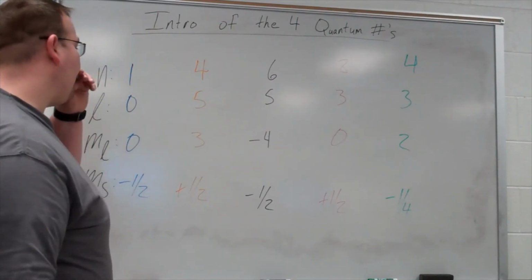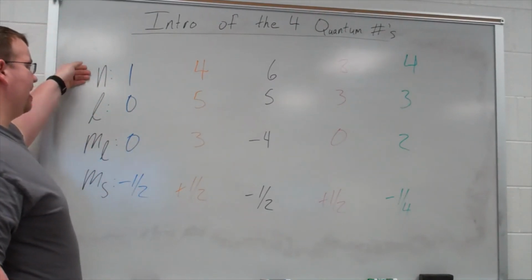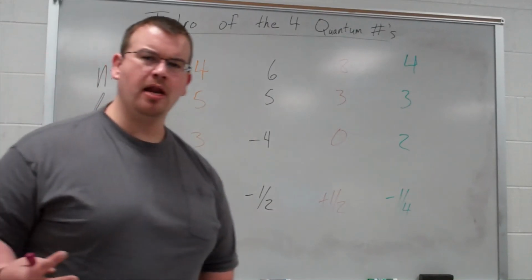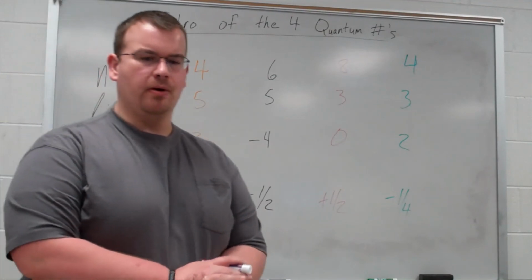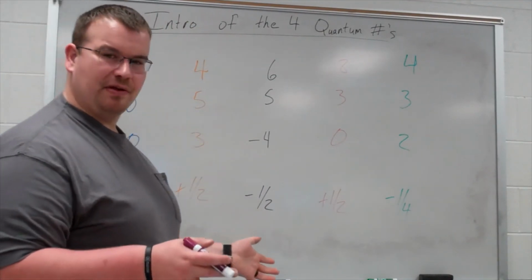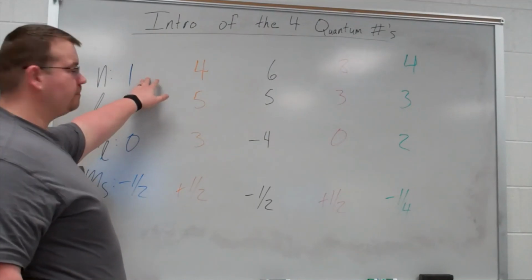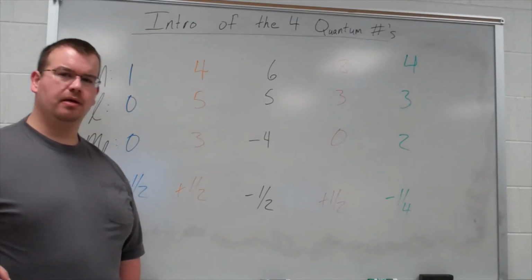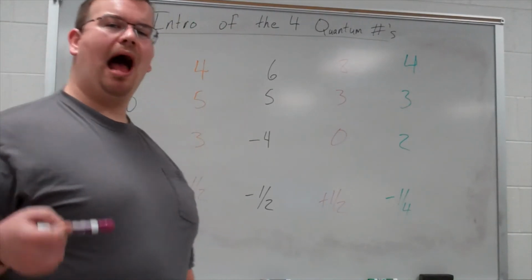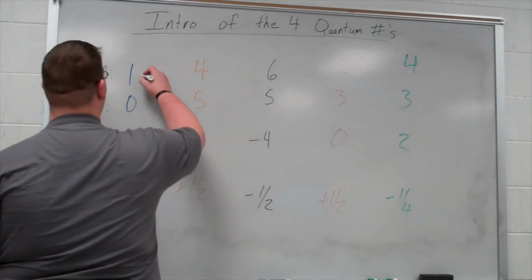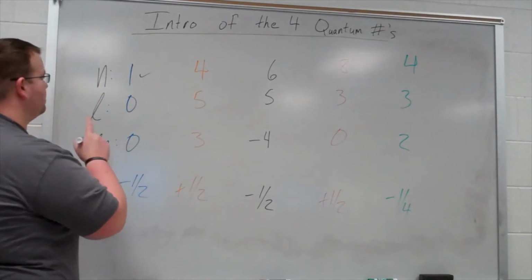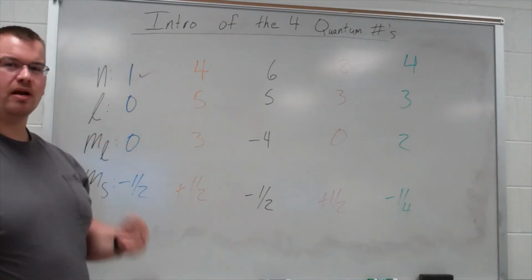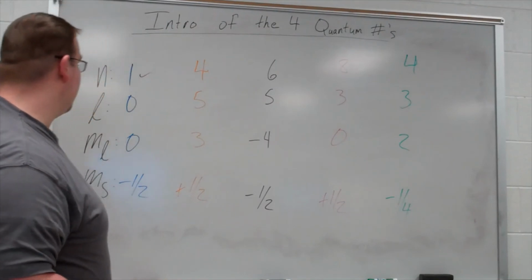So in this case, we're going to start here. Let's look at n. n is 1. Can n be 1? Yes. Why can n be 1? Because n has to be a whole number between 1 and 7. It fits that bill. L is 0. Can L be 0? In this case, yes. Why can L be 0? It's because L is from 0 to n minus 1. n is 1, so 1 minus 1 is 0, so the only number L can be in this case is 0.